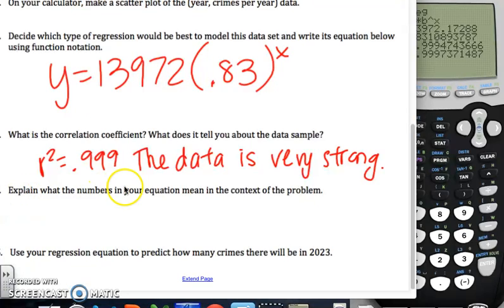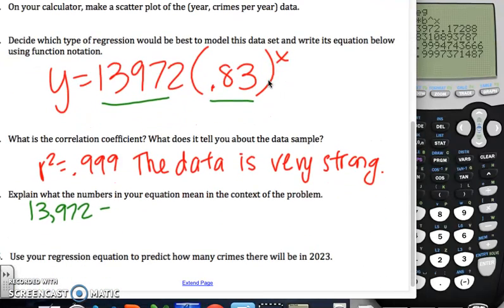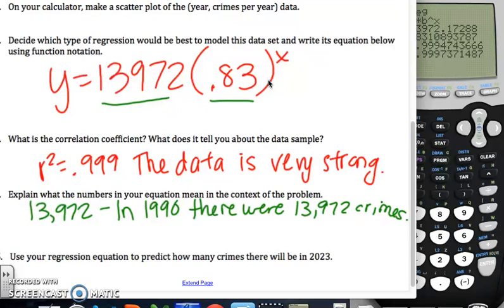Next question. Explain what the numbers in your equation mean in the context of the problem. So again, I need to talk about this number. I need to talk about the factors. So the 13,972 is my starting point. So what that means is in 1990, there was about 13,000 crimes, which is actually really close. So in 1990, there were 13,972 crimes. Okay, which is very accurate to that table up there.